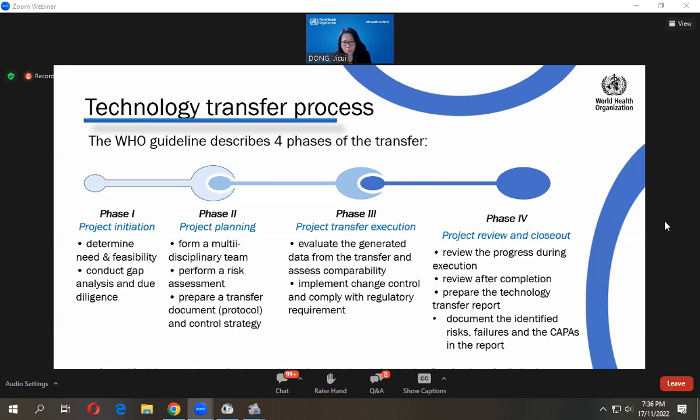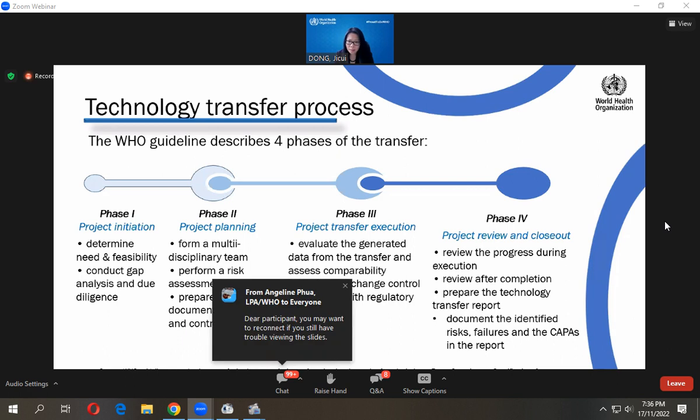Then we go to phase 3, project transfer implementation. So we need to evaluate the data generated from the transfer and assess the comparability of those data with that from the technology holders. And we can implement change control, but any change must comply with regulatory requirements.